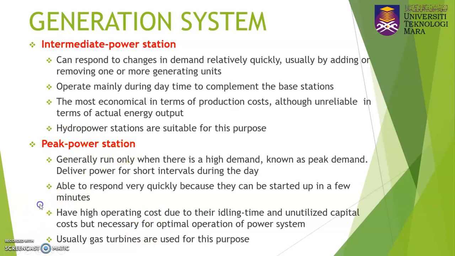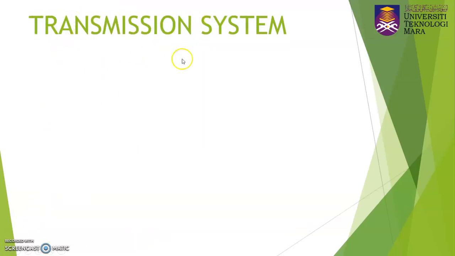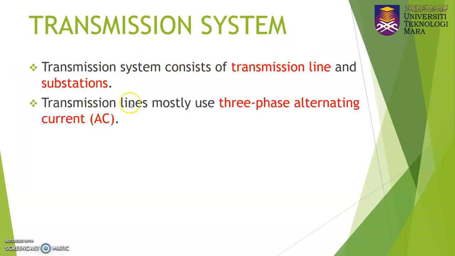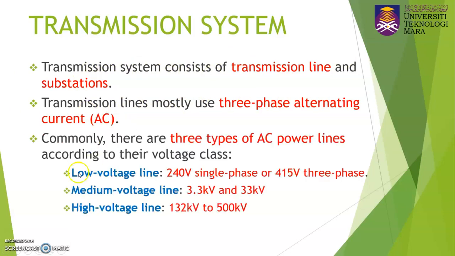And then next we go to the transmission system. The next part of the GTD is the transmission system. The transmission system consists of transmission lines and also substations. The transmission lines mostly use three-phase alternating current, AC three-phase. Commonly there are three types of AC power lines that we divide according to their voltage class: low voltage line, medium voltage line, and high voltage line.